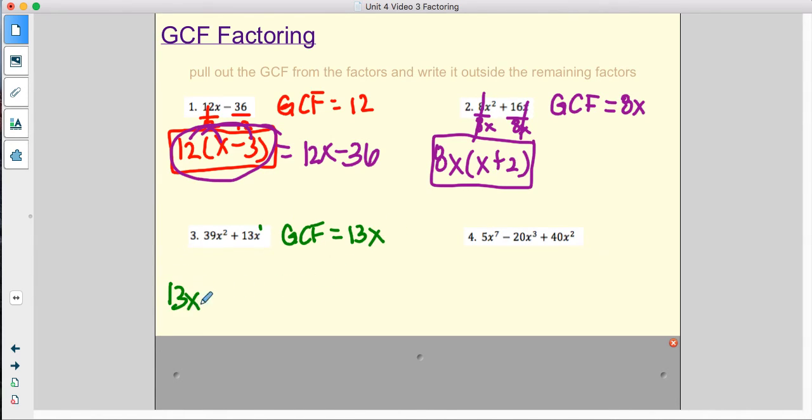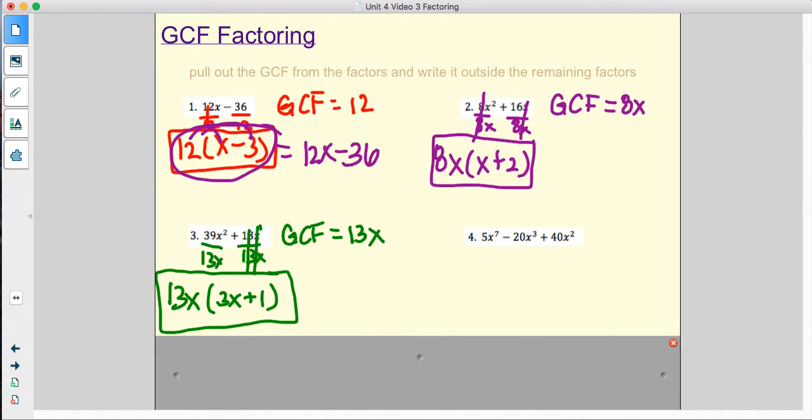So I put that out in front of my parentheses, and I think about it as dividing each one by 13x. 39 divided by 13 is 3. x squared divided by x is just x. These cancel and these cancel. So what do I really have left here? Well, the same number divided by the same number gives you 1. You need to have that 1. A lot of people forget about that, but once again, if I were to redistribute, what would I have to have there in order to get 13x? Well, 13x times 1 is 13x.